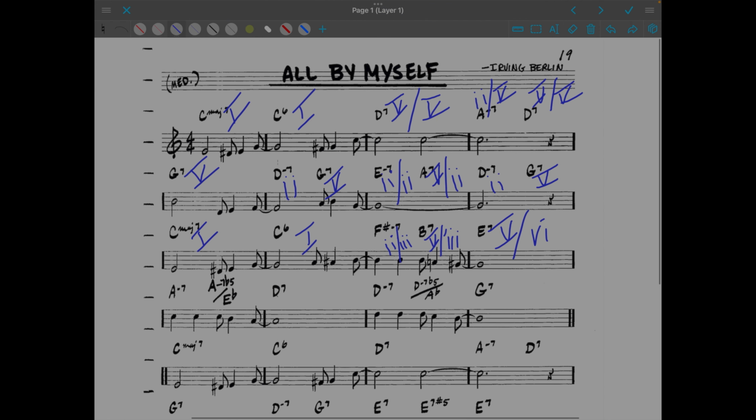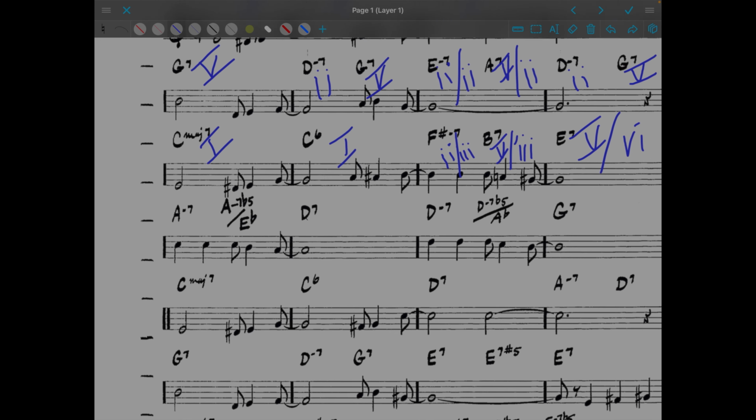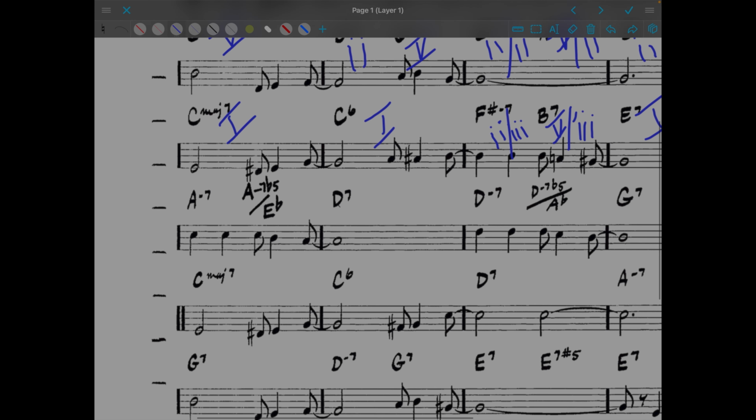So this is just Irving Berlin putting on a masterclass here of wherever you're trying to get to, throw a 2-5 before it, and your listener is going to have no problem getting there. So this is a, let me write that a little bit better, 6 chord.